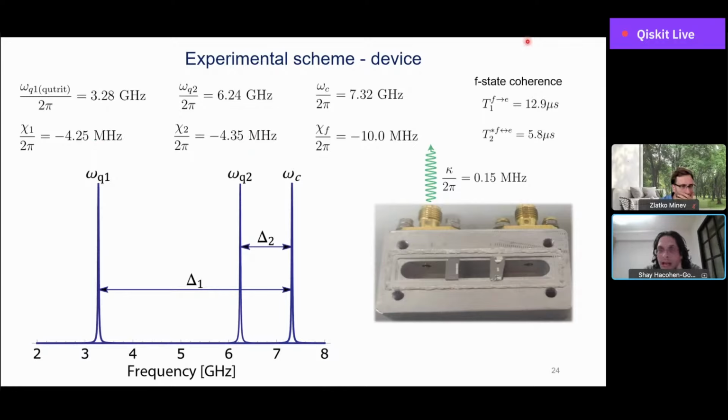The limiting coherence times in the system are going to be the coherence times of the F state. The F to E transition of the qubit had a T1 of about 13 microseconds, and the Ramsey time of that transition was about 5.8 microseconds. So these are the shortest coherence times in the system, and they're going to be limiting. And the cavity has a strongly coupled pin, which gives the kappa, which is about 150 kilohertz.